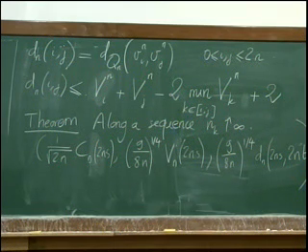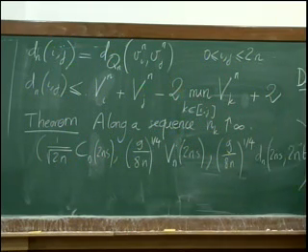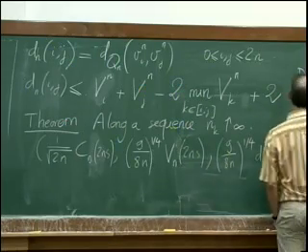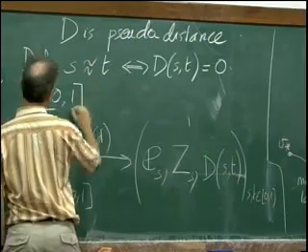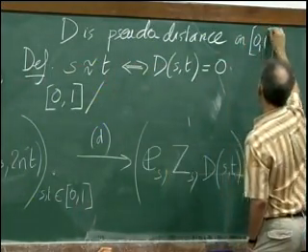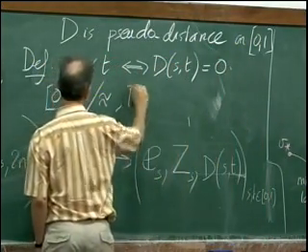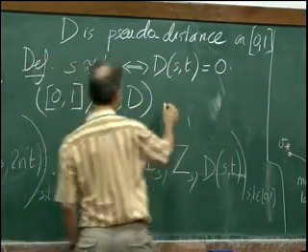So you can then define an equivalence relation, s equivalent to t, if and only if D of s, t is equal to 0. And it's very well known that if you take the quotient space of 0, 1 for this equivalence relation, you can equip it with capital D, and this is a metric space.